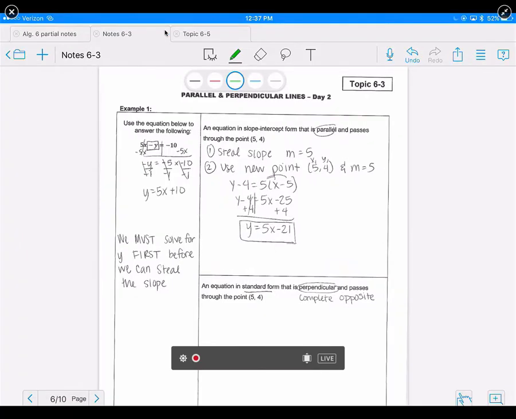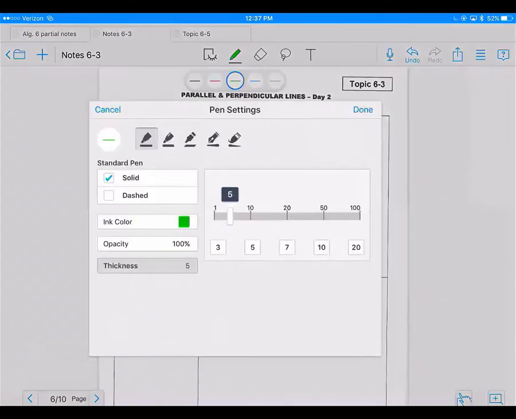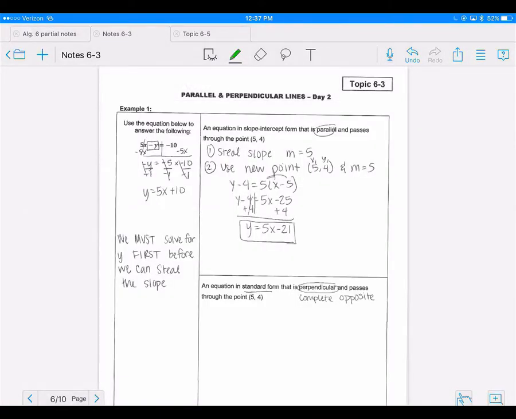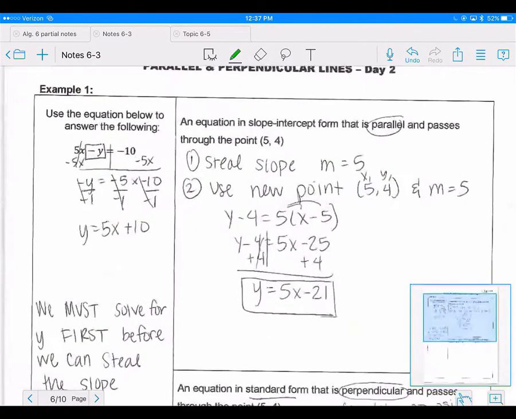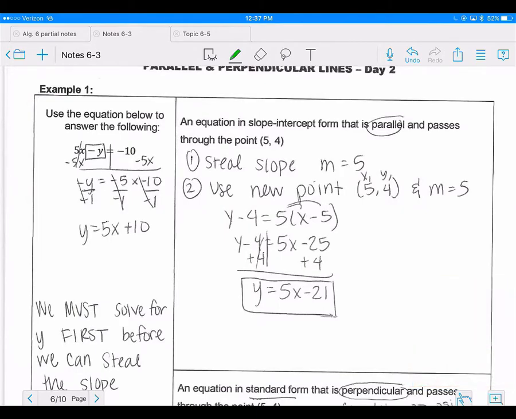This video is over topic 6-3 in algebra over parallel and perpendicular lines, day 2. So for example 1, they have already worked out the top part for us, so we're going to chat about what they did and then work out the bottom.